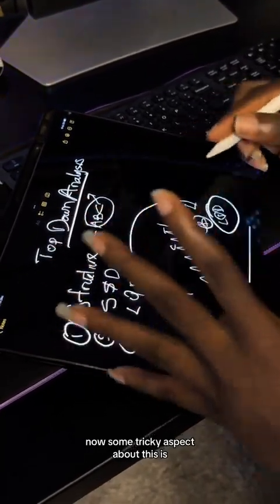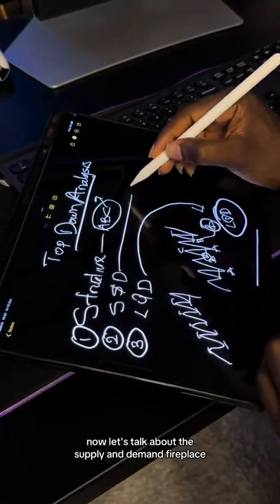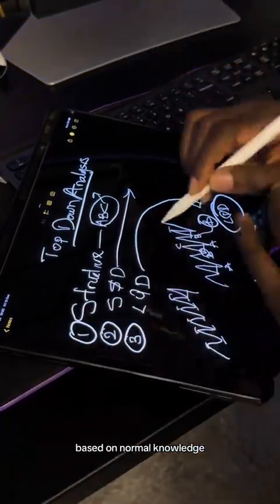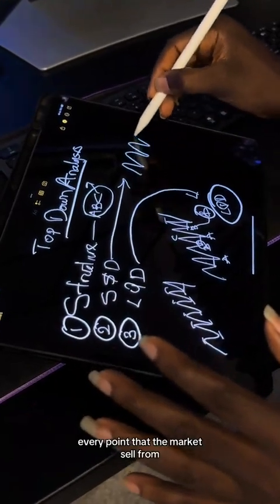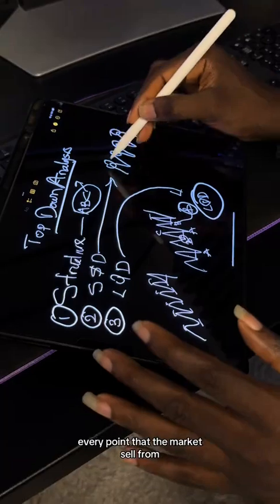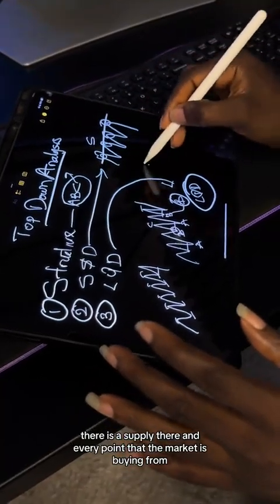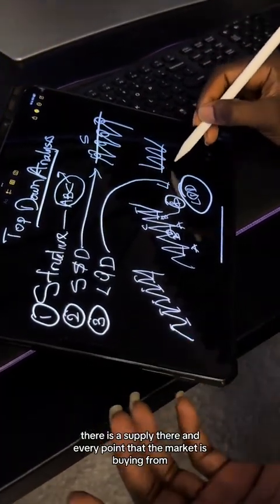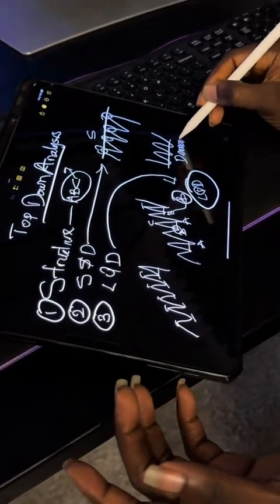Now, a tricky aspect about this is, let's talk about the supply and demand before I proceed. What is supply and demand? Based on normal knowledge, every point that the market sells from, there is a supply there. And every point that the market is buying from, there is a demand there.